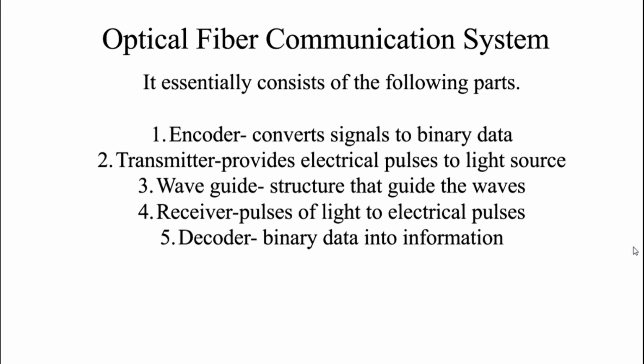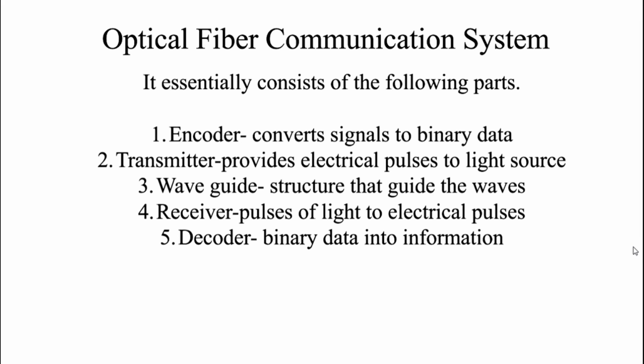Now let's talk about optical fiber in communication systems. This is one of its main applications. It essentially consists of the following parts. You have the encoder. The encoder converts the signal to binary data. Binary data are transmitted as electrical pulses, and these electrical pulses are provided by the transmitter to the light source. Whenever the binary digit is 1, there is an electrical pulse, otherwise there is none.